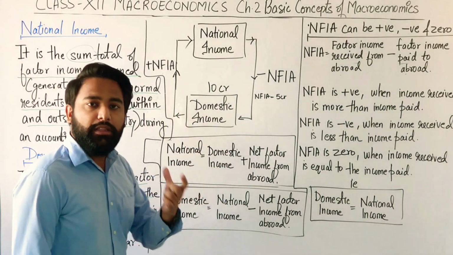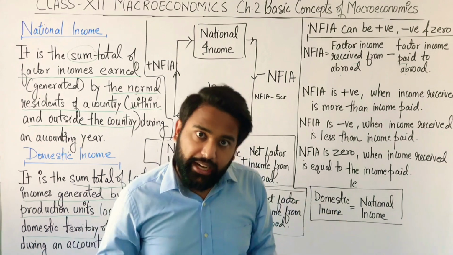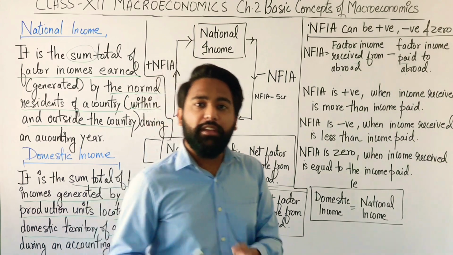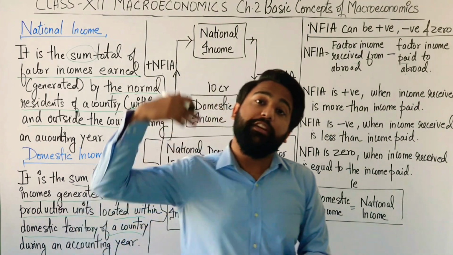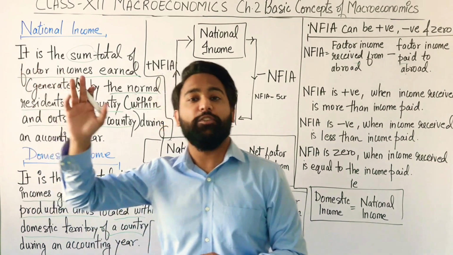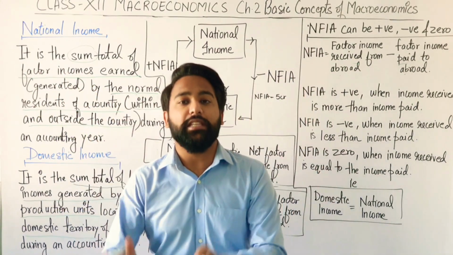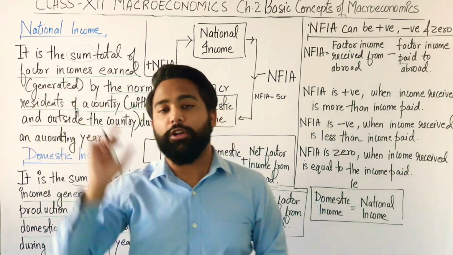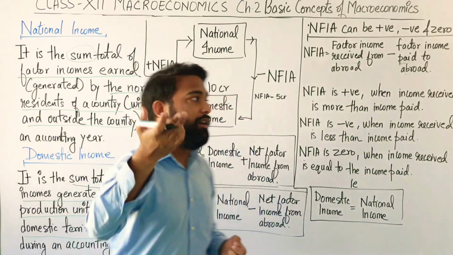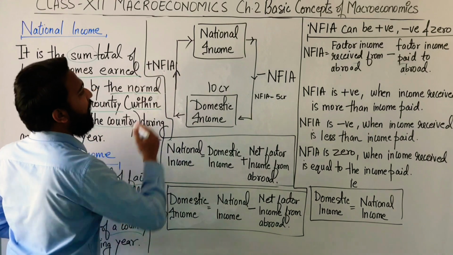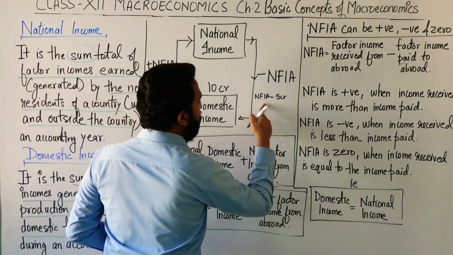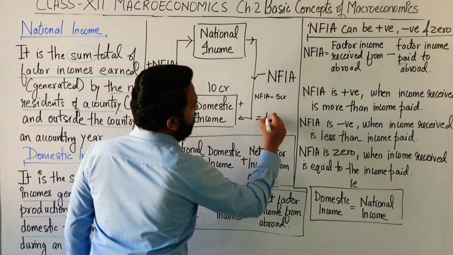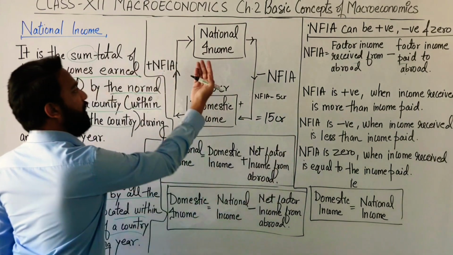What is domestic income? The sum total of the factor income earned inside the geographical territory. Now what to include so that we can have the national income? We will include the sum total of those people who are living outside the country. All those normal residents whose economic interest is with the country but they are living outside the country. So we will add the NFIA, and if we add domestic income and NFIA, we will get 15 crore as the national income.